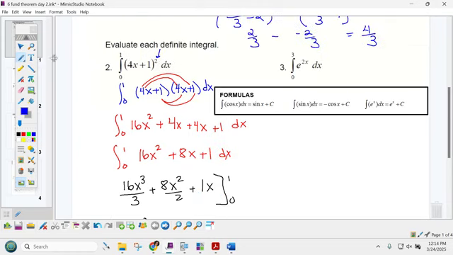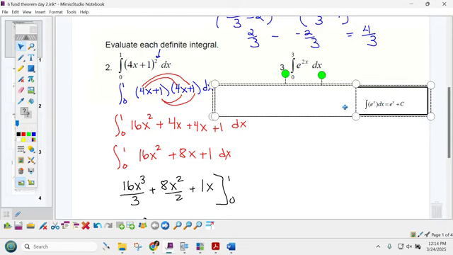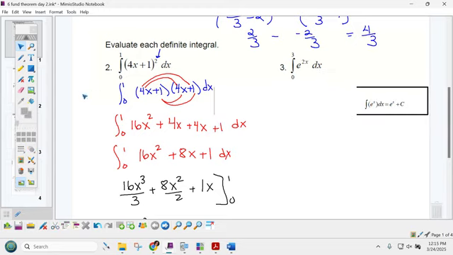All right, for number 3, I see an e. I need these formulas. All right, so this e formula will be given to you on your test. You do not have to memorize it. You don't have to put it on a note card. But the issue with number 3 here is my power is not plain x. So I have no way around it. I have to do the u substitution.